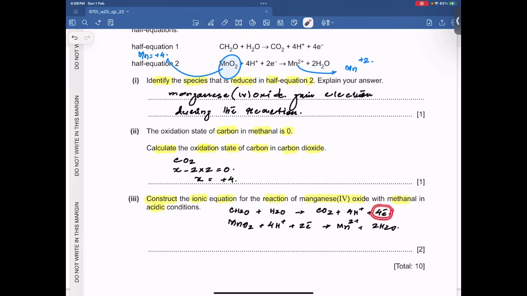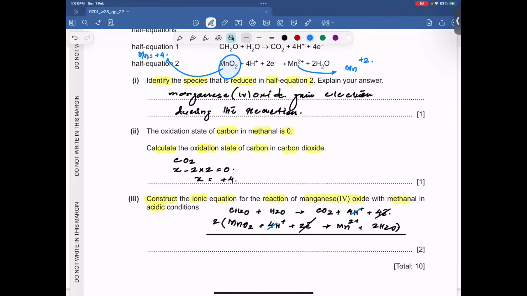We have 4 electrons here, we have 2 electrons here. So to balance the number of electrons, we need to multiply this equation by 2. As soon as the number of electrons are balanced after multiplying the equation, we need to cancel them out. Look at the hydrogen ions. We have 4 hydrogen ions here, we have 8 hydrogen ions here. They will cancel out with each other also. We have 4 water molecules here, we have 1 water molecule here. So water molecules can cancel out with each other also.